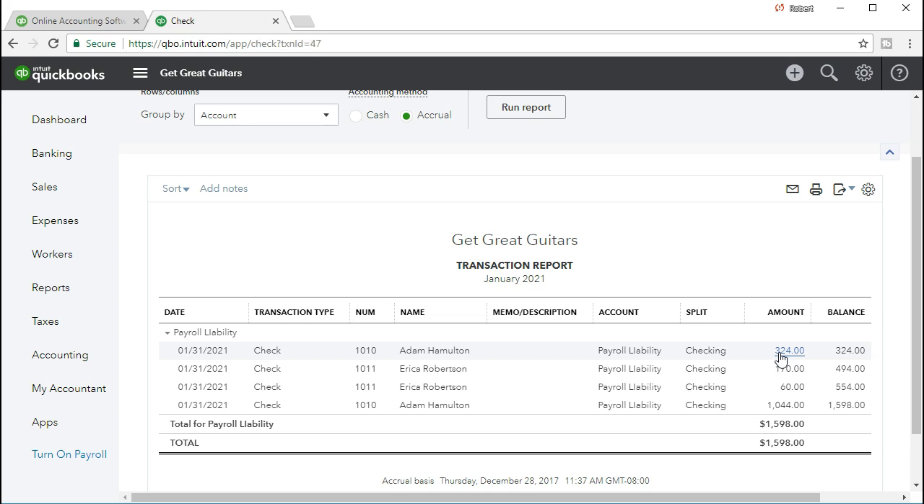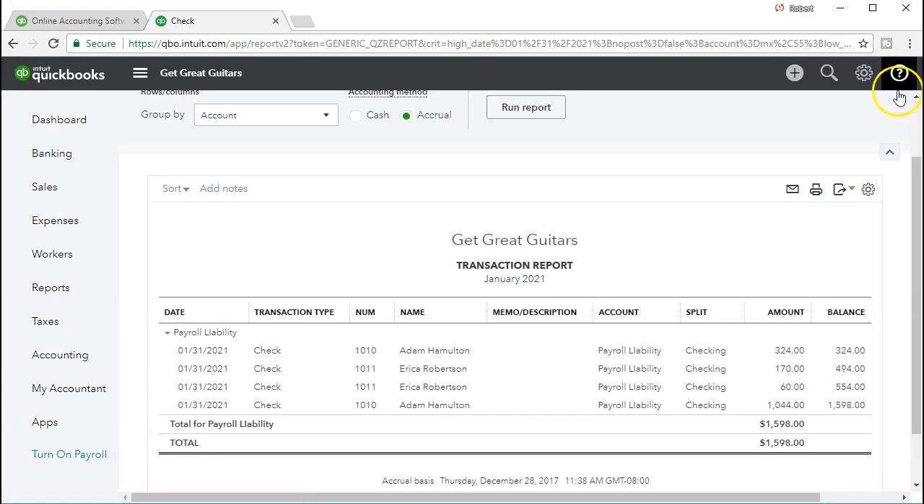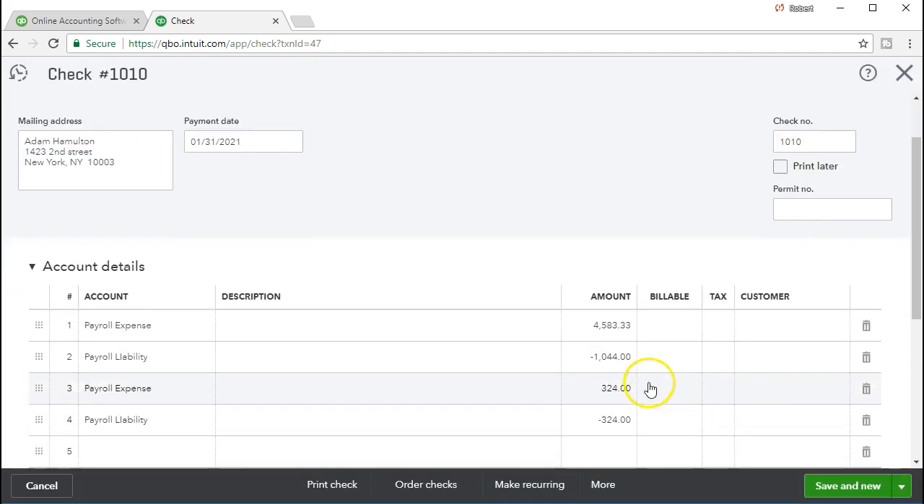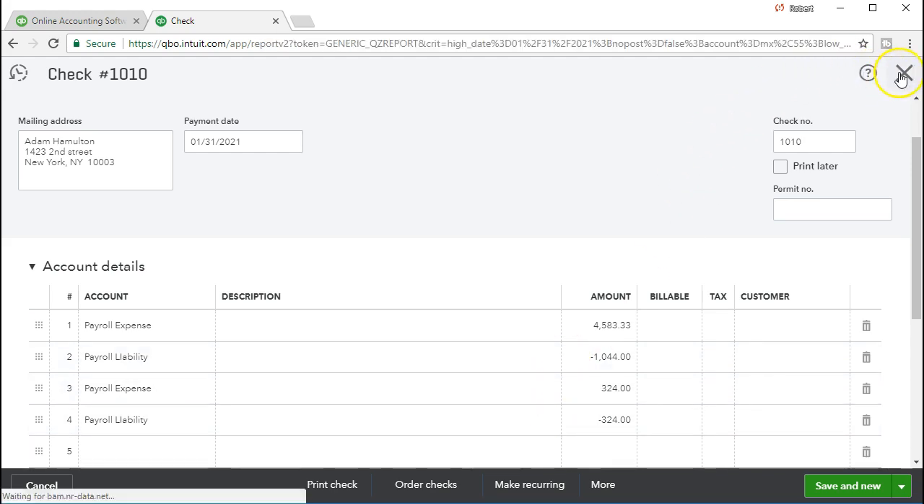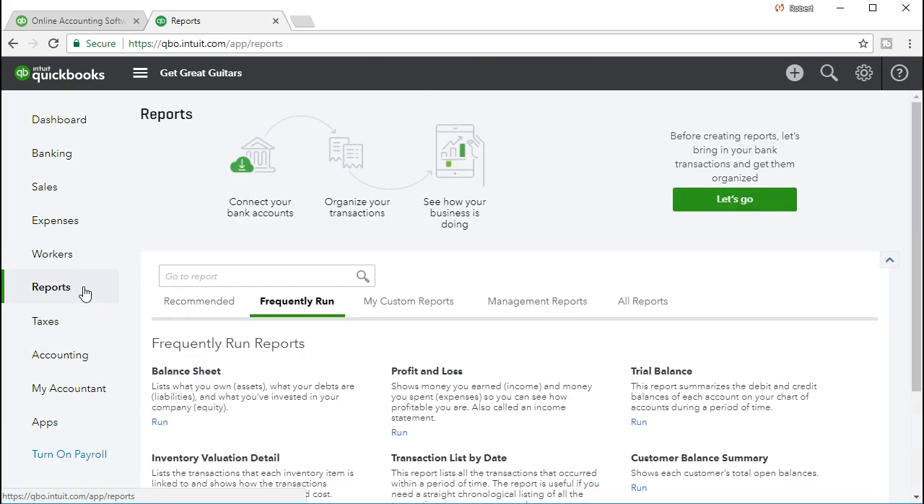If we select one of those for Adam, we get back to our check. Here's the information. If we scroll back down, of course, the other one that's also for Adam, if we select the other one that's Adam's, and we scroll down, we see this information there. So there's the 2 that are going to the payroll liability.